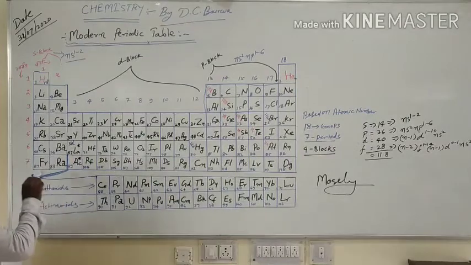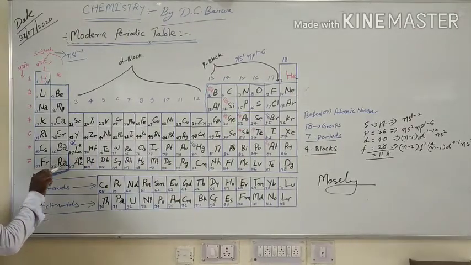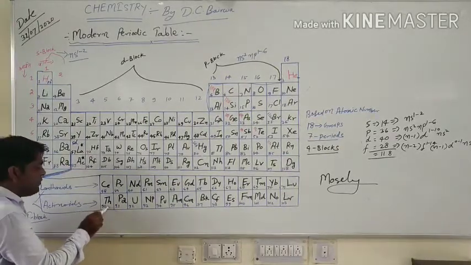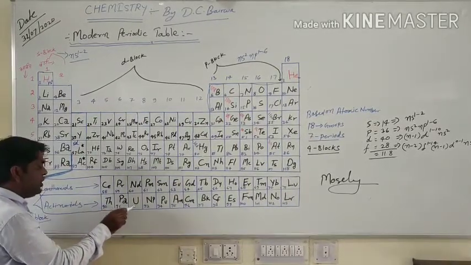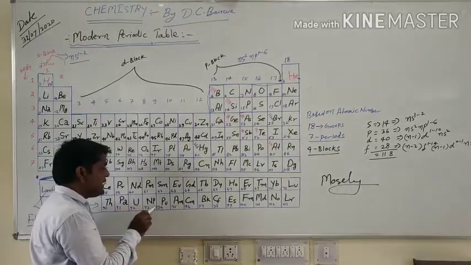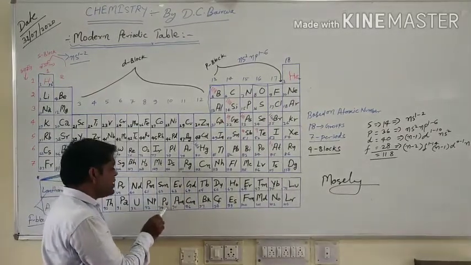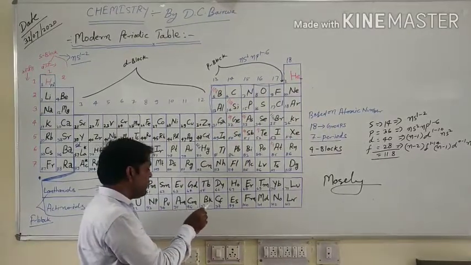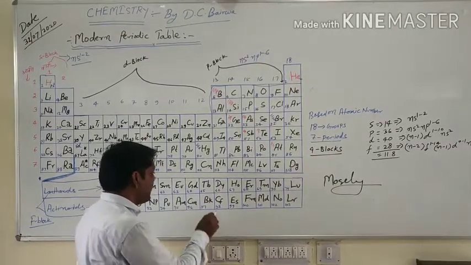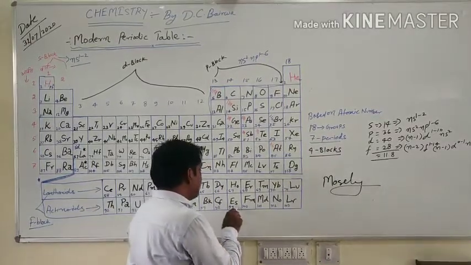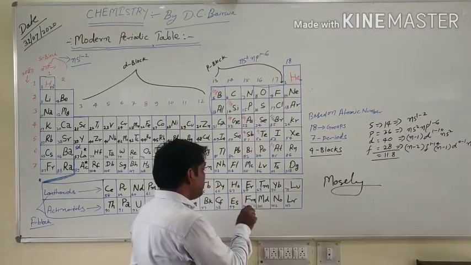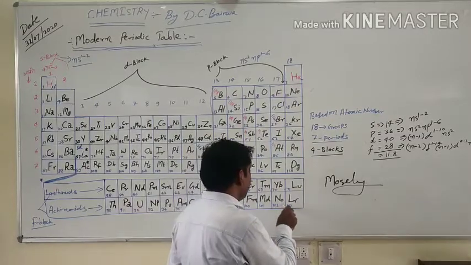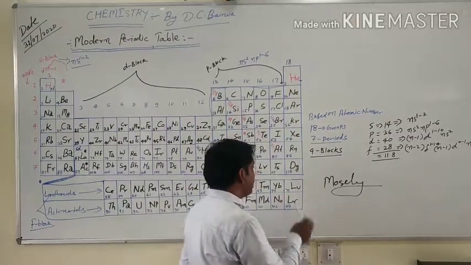Next is 87 francium, 88 radium, 89 actinium, 90 thorium, 91 protactinium, 92 uranium, 93 neptunium, 94 plutonium, 95 americium, 96 curium, 97 berkelium, 98 californium, 99 einsteinium, 100 fermium, 101 mendelevium, 102 nobelium, 103 lawrencium.